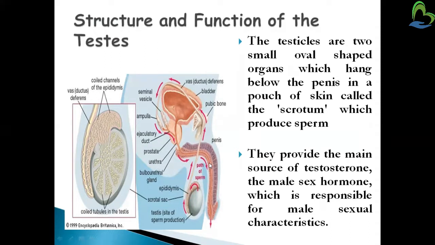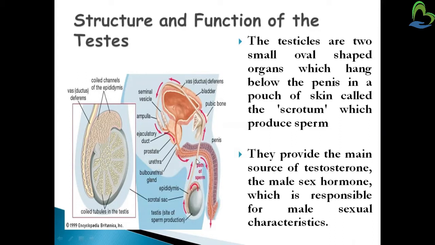This is a testis below the penis. You can see this oval shape is called a testis, which produces the sperm, and its outer side is covered by the scrotum. This is called the scrotum.